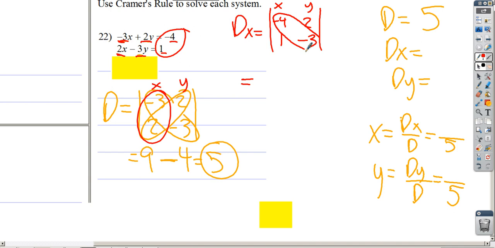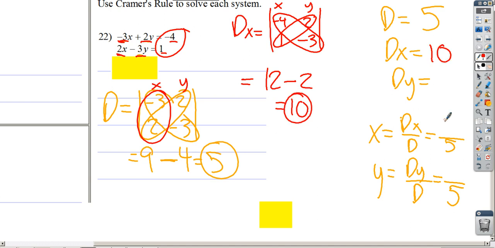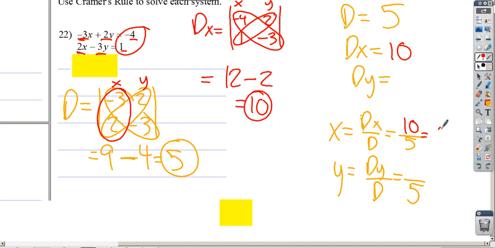And then we find our determinant. Negative 4 times negative 3 is 12. Minus 2 times 1 is 2. 12 minus 2 is 10. So this is 10. And now we can find the x. X is 10 divided by 5. And that is equal to 2, which is our first solution.